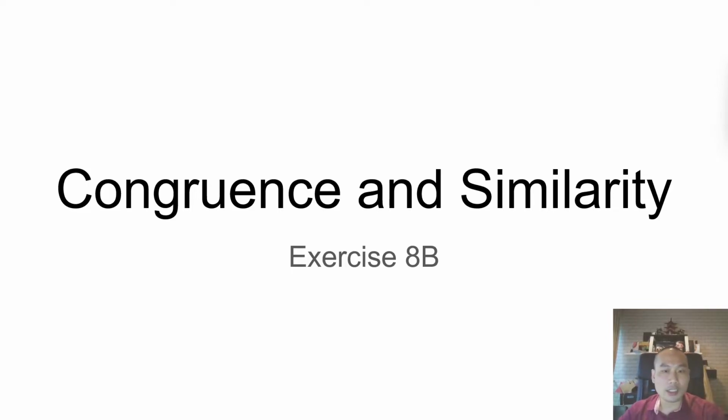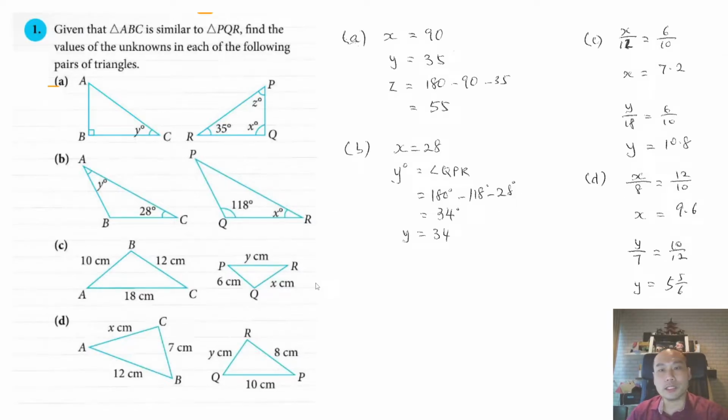Hello students, so this is the next exercise, exercise 8B. So the solutions to the questions that I asked you to try. So let's go. Here you're supposed to find the unknowns stated in the diagram, by having the fact that triangle ABC is similar to triangle PQR, right?